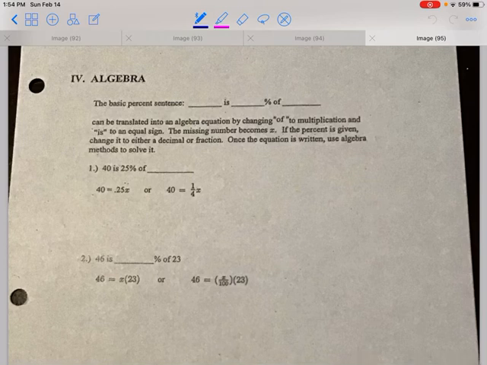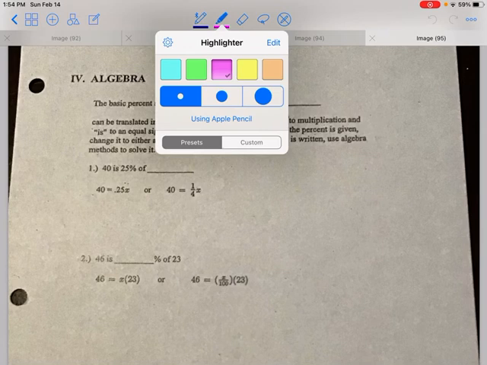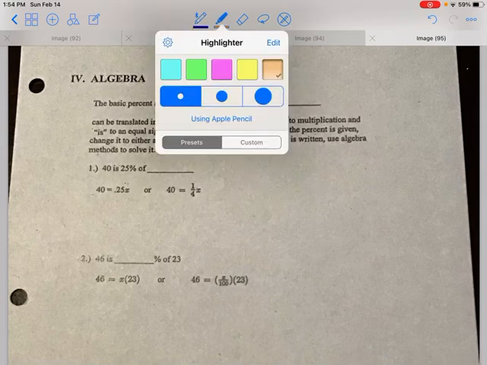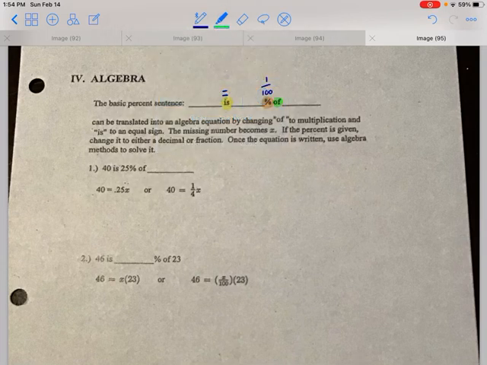Blank is blank percent of blank. So what we're going to do here is translate this into an equation. First we have our is. It is going to become our equal sign. Then we have our percent. Now when we were converting percents before, we had to replace a percent with something. So we're going to replace the percent with 1 over 100. And then finally, of, we're going to replace that with a multiply.